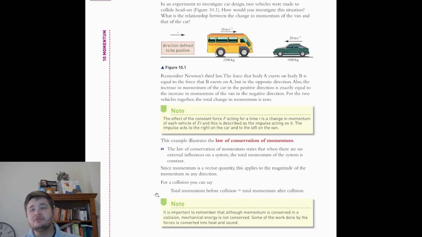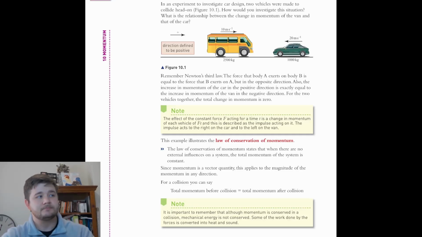Okay, it's important to note that while momentum is conserved, mechanical energy is not. Some of the work done by these forces will be converted to heat and sound. In physics, we discuss this as elastic and inelastic collisions. In this case, if there is some deformation, if there's sound loss, if there's heat loss, it will be inelastic, since the kinetic energy before will not equal the kinetic energy afterwards.